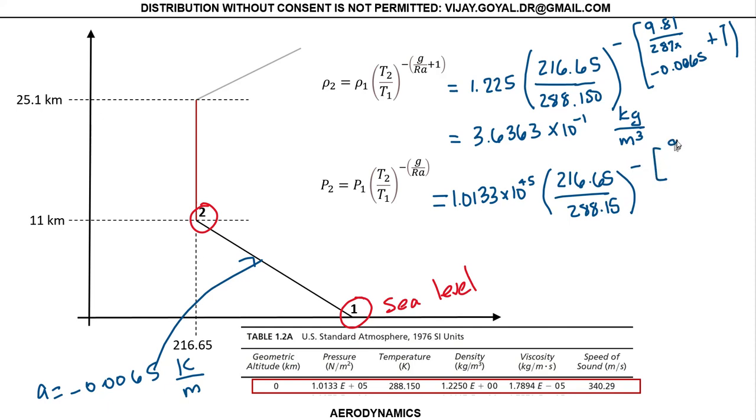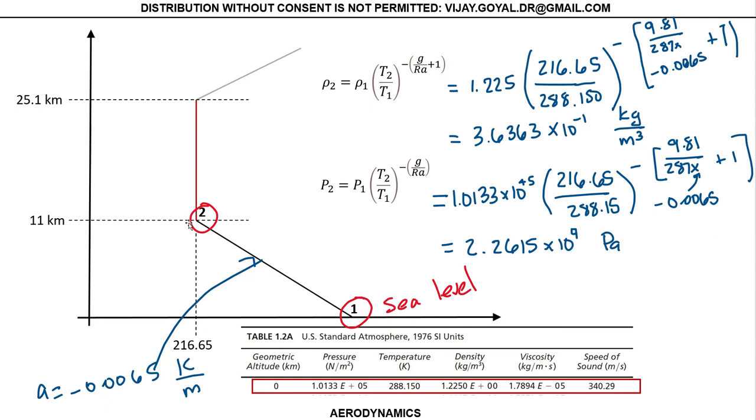Minus 9.81 divided by 287 multiplied by what goes in here is minus 0.0065 plus 1. And if I find this pressure, it gives me 2.265 × 10^4, and we can call this Pascals. Okay, so that is the pressure, the pressure at 0.2.